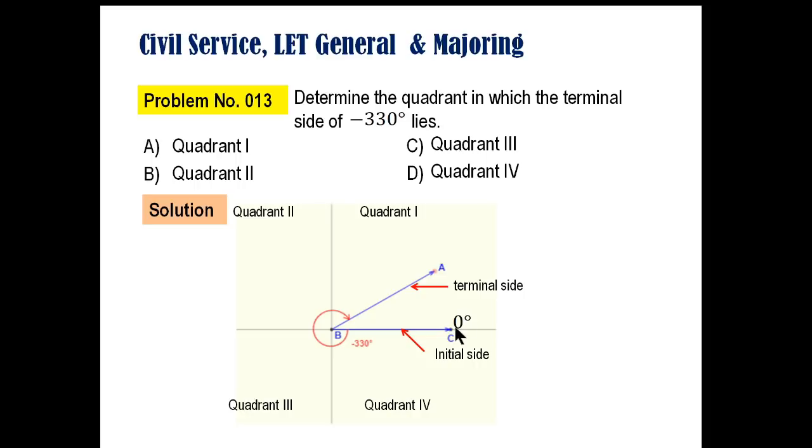By the way, this is 0 degrees, this is 90 degrees, 180 degrees, 270 degrees, and 360 degrees. Now we're going to locate that negative 330 degrees. Going from 0, 90, 180, 270, to 330, this is the angle negative 330 degrees. So the terminal side is in quadrant 1. I think the correct answer is letter A, quadrant 1.